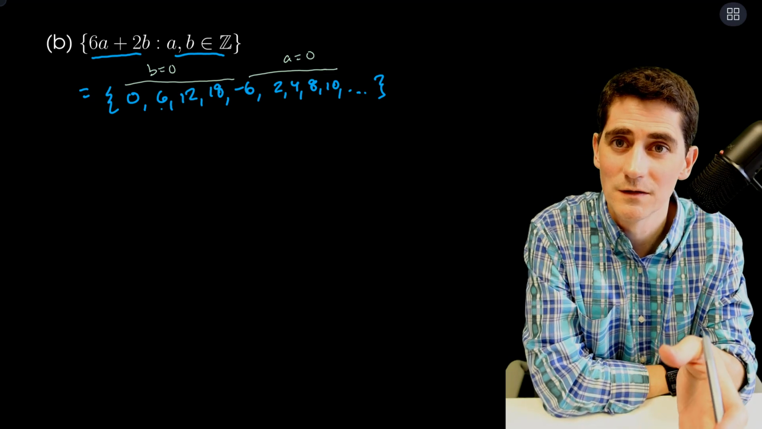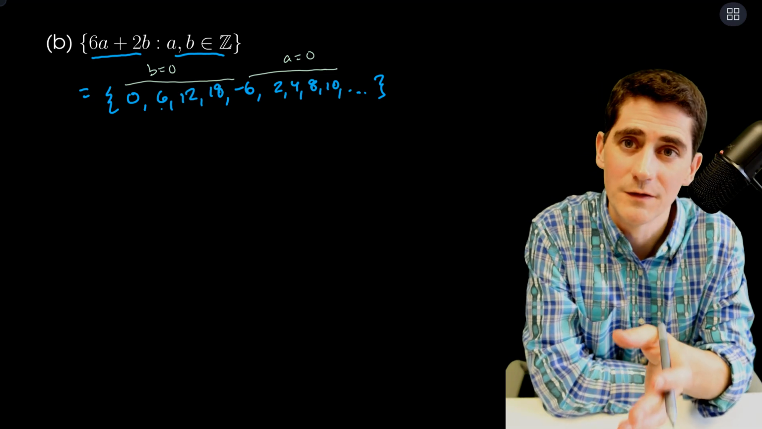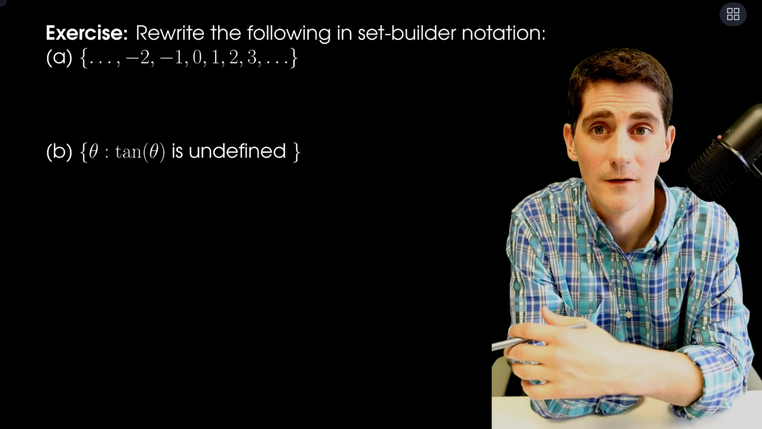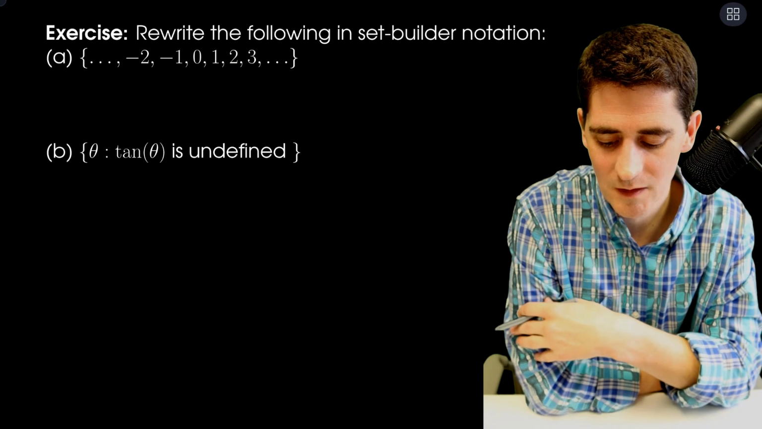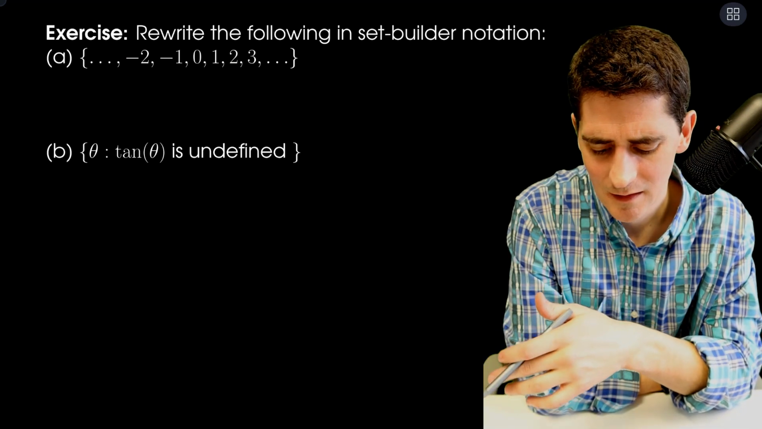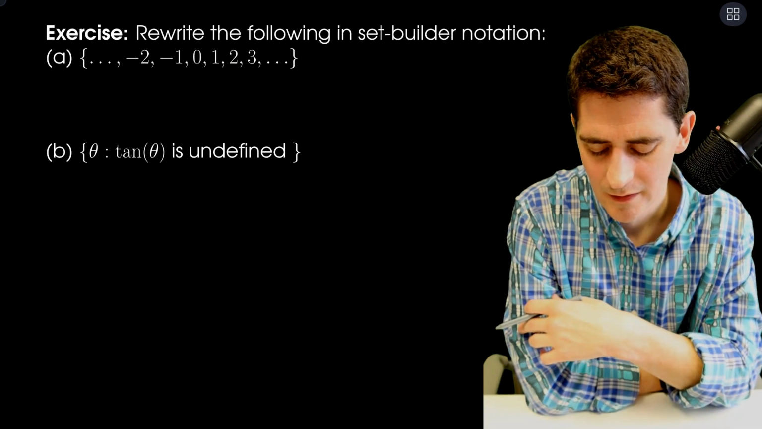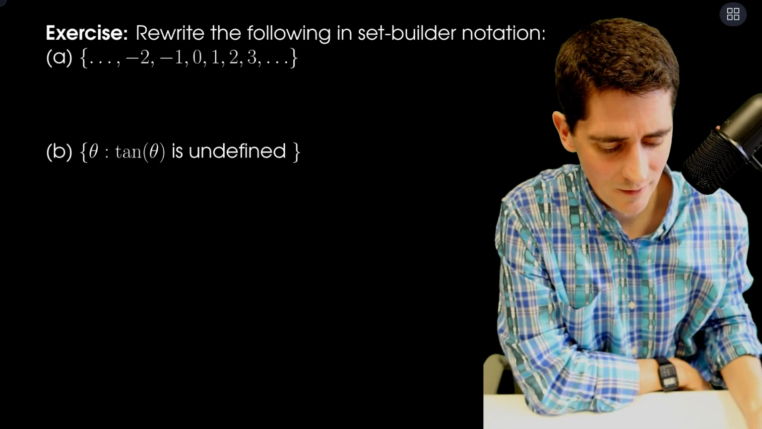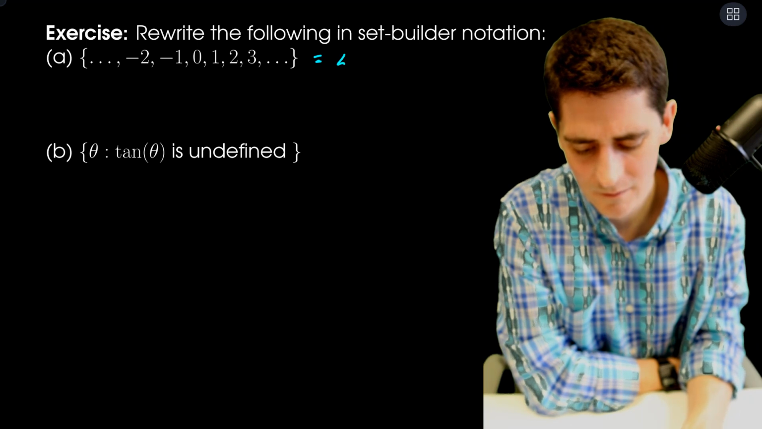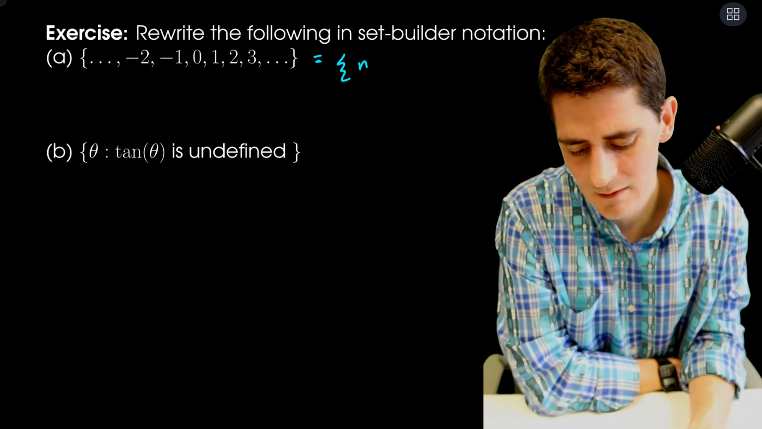Again, set builder notation is very, very useful. You just got to get used to using it. All right, so let's practice writing some sets in set builder notation. For the first example, we have -2, -1, 0, 1, 2, 3. I'm trying to write this in set builder notation. What do these things look like? These things look like maybe n.